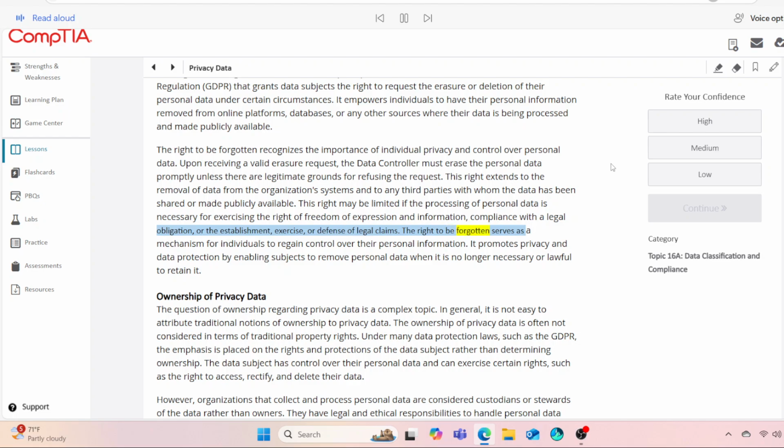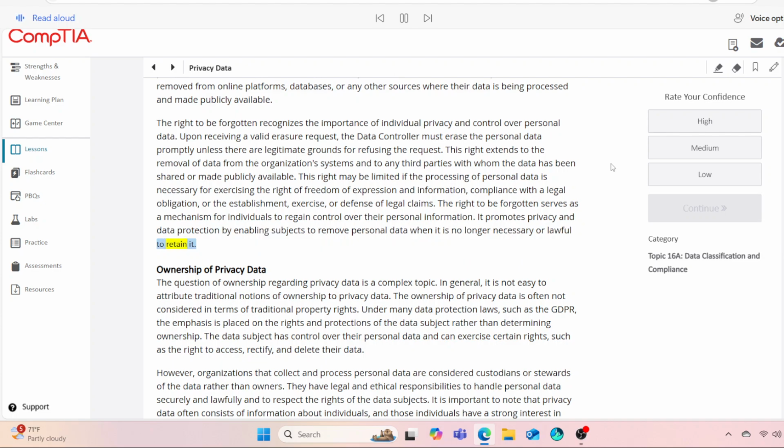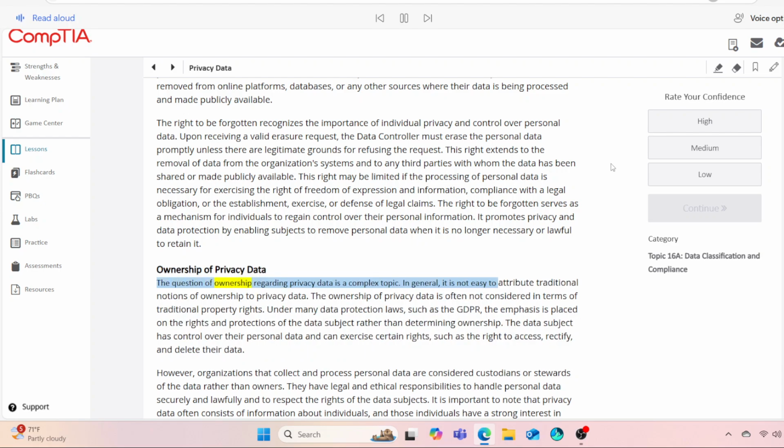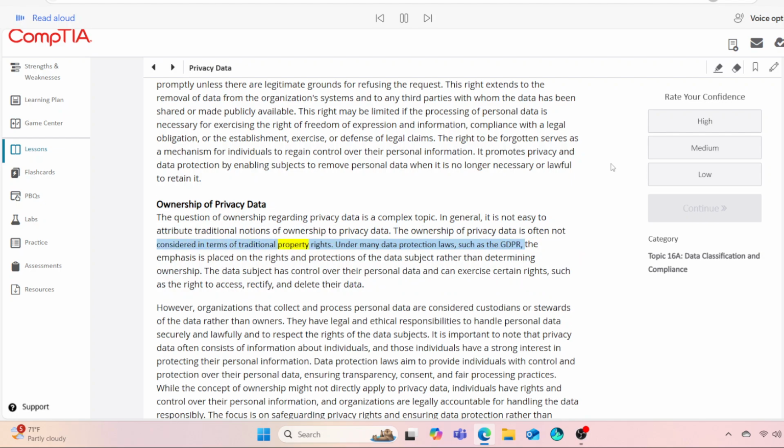The right to be forgotten serves as a mechanism for individuals to regain control over their personal information. It promotes privacy and data protection by enabling subjects to remove personal data when it is no longer necessary or lawful to retain it. Ownership of privacy data. The question of ownership regarding privacy data is a complex topic. In general, it is not easy to attribute traditional notions of ownership to privacy data. The ownership of privacy data is often not considered in terms of traditional property rights.